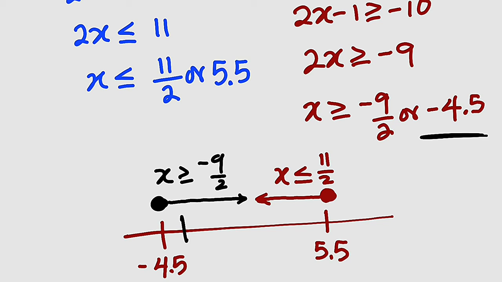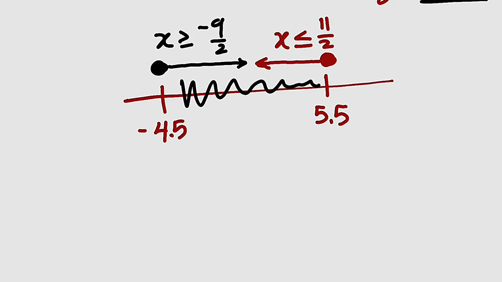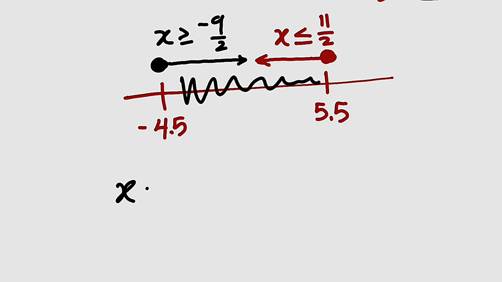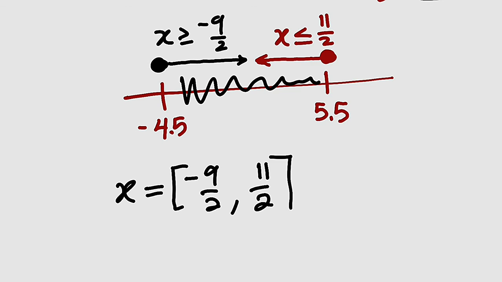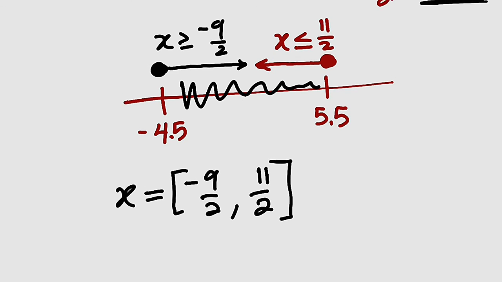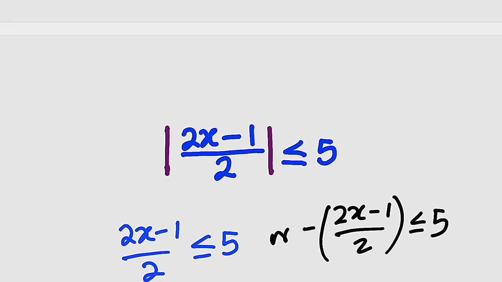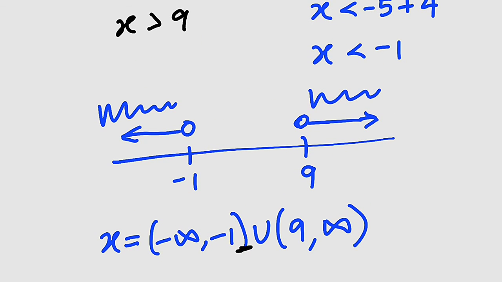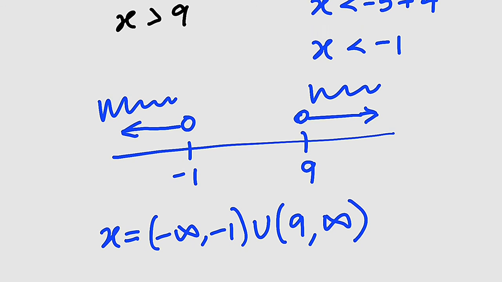So you can see that we have the solution only at the center here. So in interval notation, it is going to be x equal to the set of values from negative 9 divided by 2 to 11 divided by 2, inclusive. It means both endpoints are included. But from the previous one, you can see we have this type of parenthesis. This is to indicate that the boundary is not part of the solution.